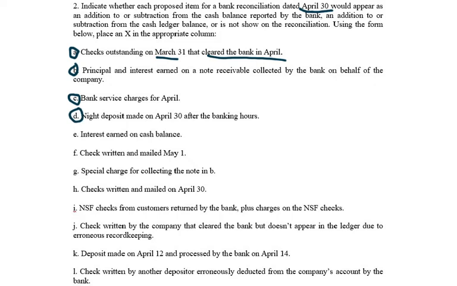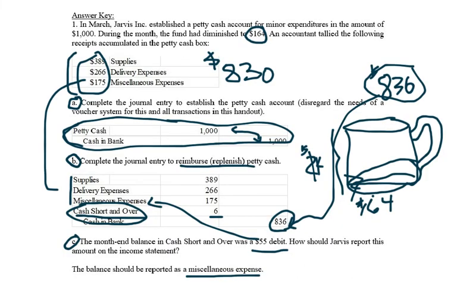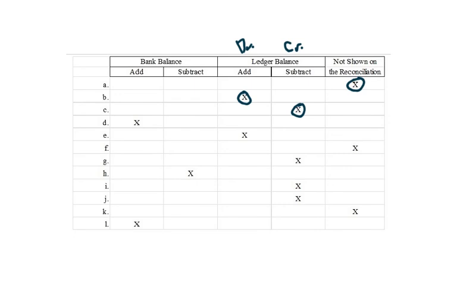Night deposit made on April 30th after banking hours. So in other words, this is a situation where the corporation, your company, has booked it. We have more cash. It doesn't show up in the bank statement though. So we're talking about a deposit in transit. Actually, that should be added to the bank balance because that's something that they don't know about, but you've already accounted for it.